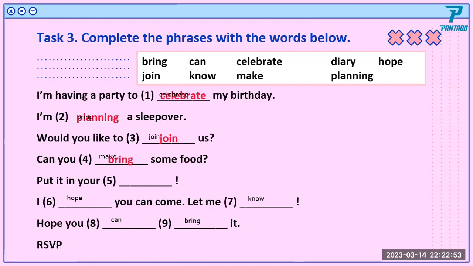Okay, next, number five. Put it in your diary, and I hope you can come. Let me what? Let me know. Hope you what? Hope you can make it.